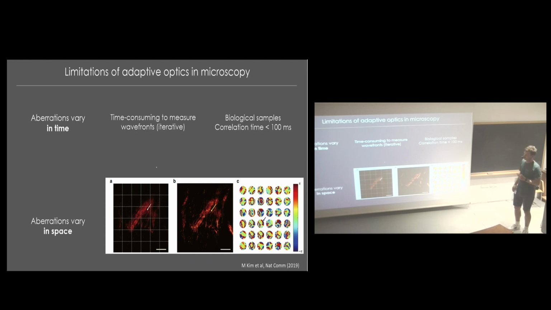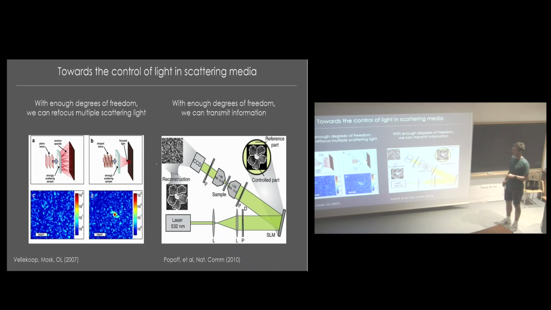So what you can do, if you want to correct nicely for aberration in depth, is also divide your field of view into different regions, and for each region, you find the best wavefront to correct for aberrations. This means that for each of these regions, you did some iterative measurement to do it. So it's quite challenging to do it quickly. But this was only with ballistic light.